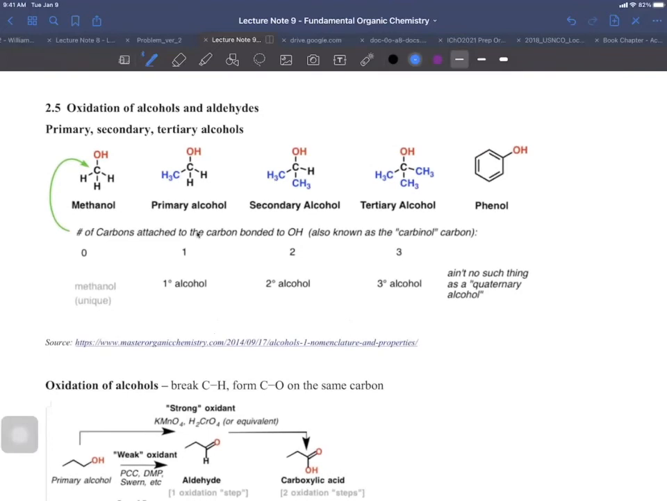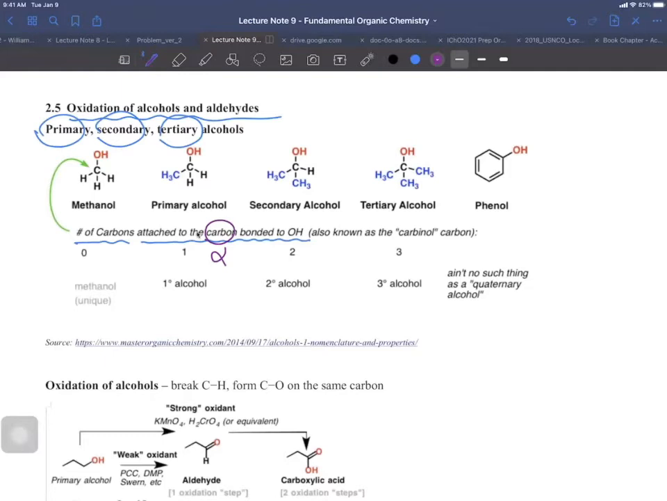So the next reaction is about the oxidation of alcohols and aldehydes. Before we introduce the oxidation, we want to slightly differentiate the different types of alcohols. We call them primary, secondary, and tertiary. Basically, it is determined by the number of carbons attached to the carbon bonded to the OH. We call this carbon the alpha carbon. Basically, in organic chemistry, the carbon directly bonded to the functional group is called alpha carbon. So we want to look into the number of carbons attached to the alpha carbon.